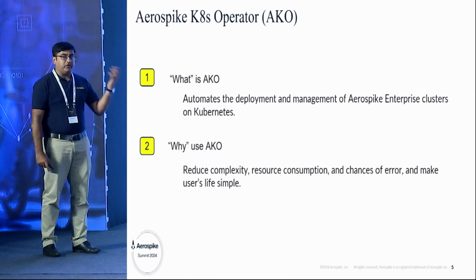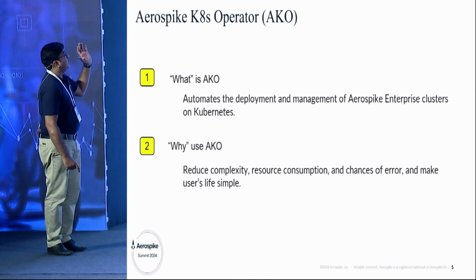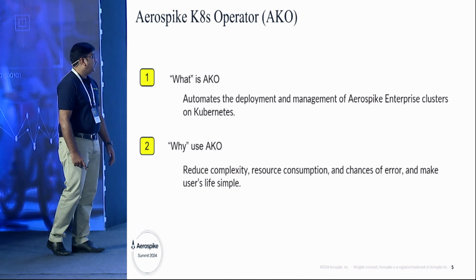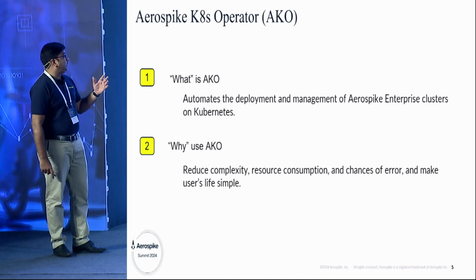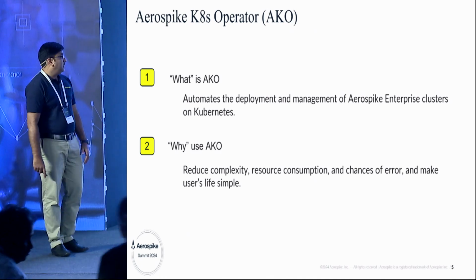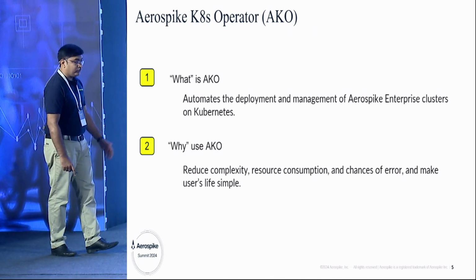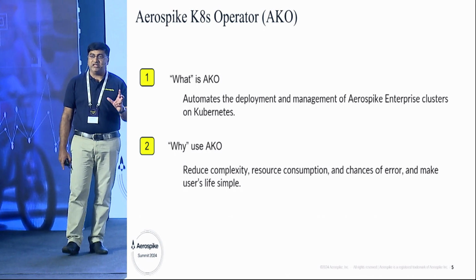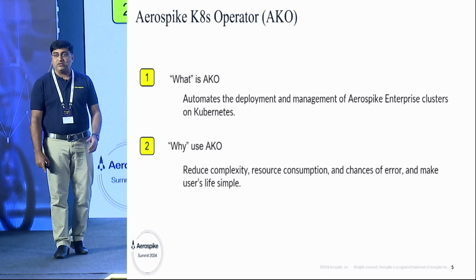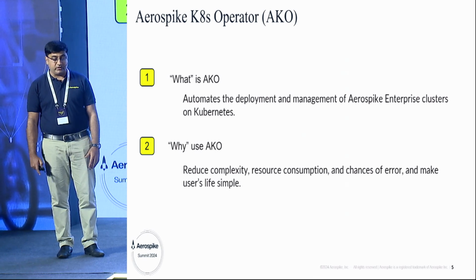Now, this brings us to the next slide, what is AKO all about? So AKO, or Aerospike Operator, helps you to automate the deployment and management of Aerospike enterprise clusters on Kubernetes. Then why Aerospike AKO? Because this helps you to reduce the resource consumption and chances of error while you're managing these parameters, and makes your SRE lives easier. That is what AKO is here to help you out with.